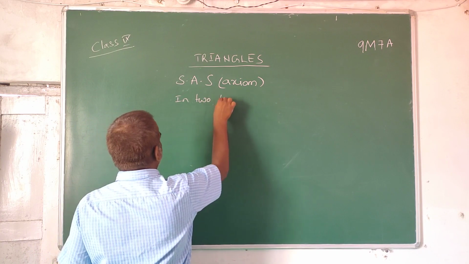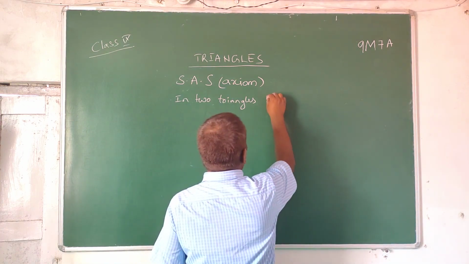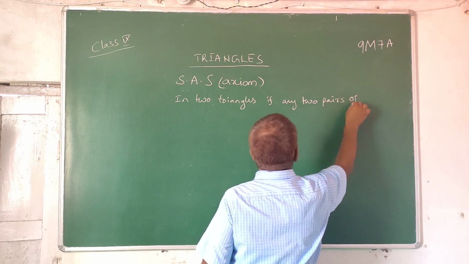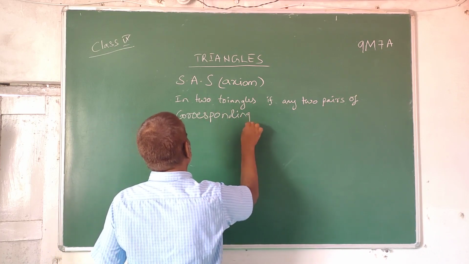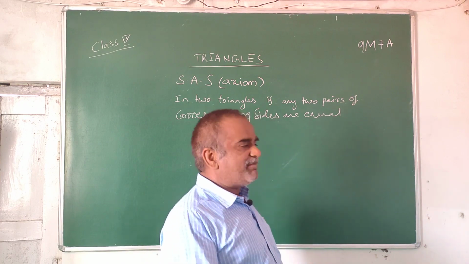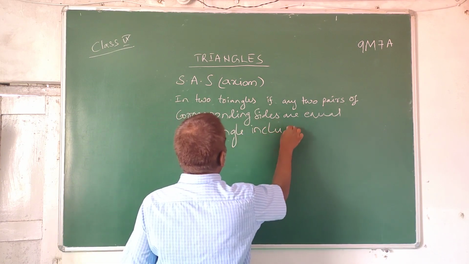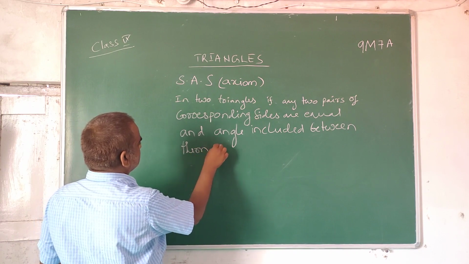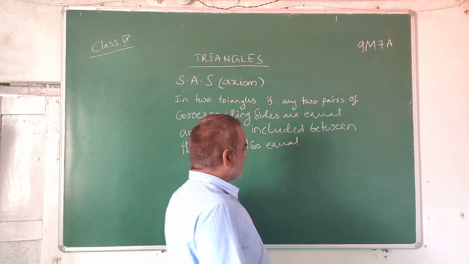In two triangles, if any two pairs of corresponding sides are equal, and the angle included between them is also equal, then the two triangles are congruent.